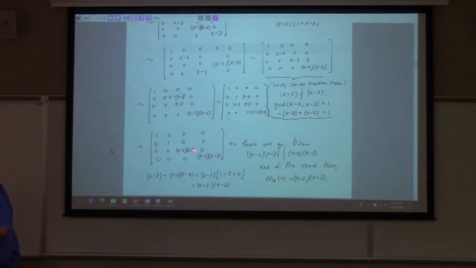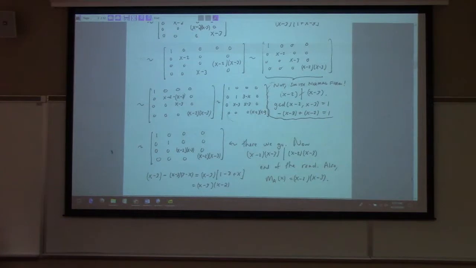And so that leaves me this, at which point I'm done. Because when you look at this junk down here, you take the greatest common divisor of all these guys, and you're just looking at the non-zero ones. X minus 2 and x minus 3, yeah. So the greatest common divisor of these two things is just, there it is. And so that's the Smith normal form.